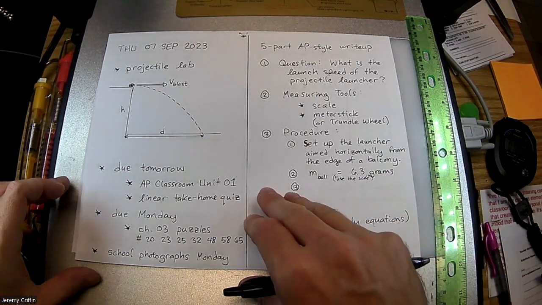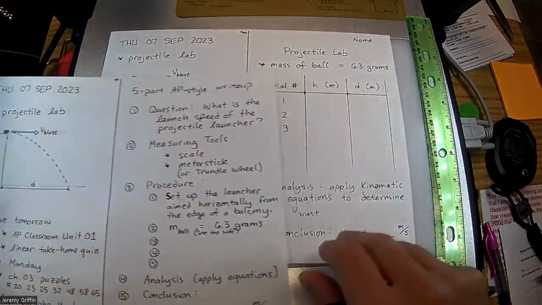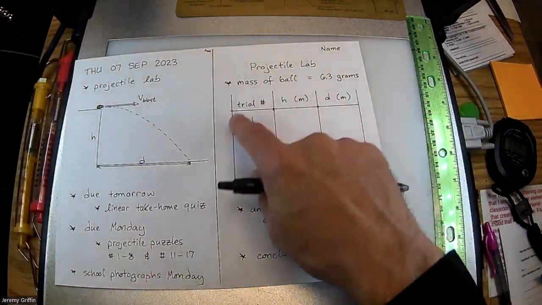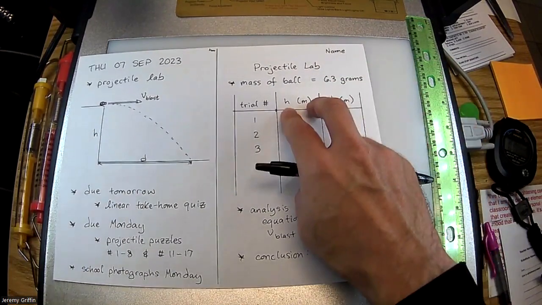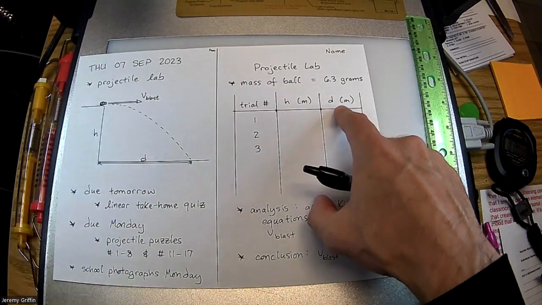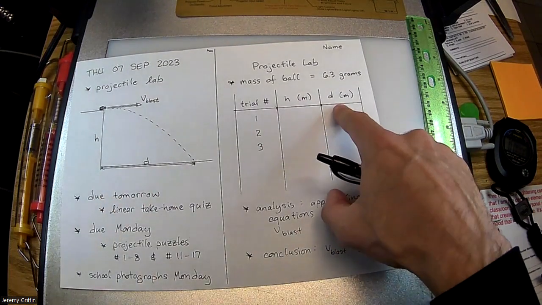Now, that paper is pretty filled, but here, I'll show you guys the honors version real fast just because I was able to fit the table on it. This is a table I might make. Trial 1, 2, 3. What's the height? Just a constant number all the way down. What's the horizontal displacement? Which would be approximately the same number all the way down.